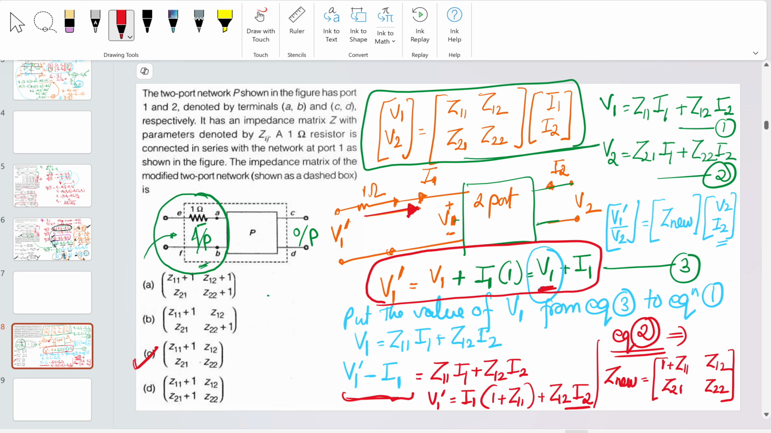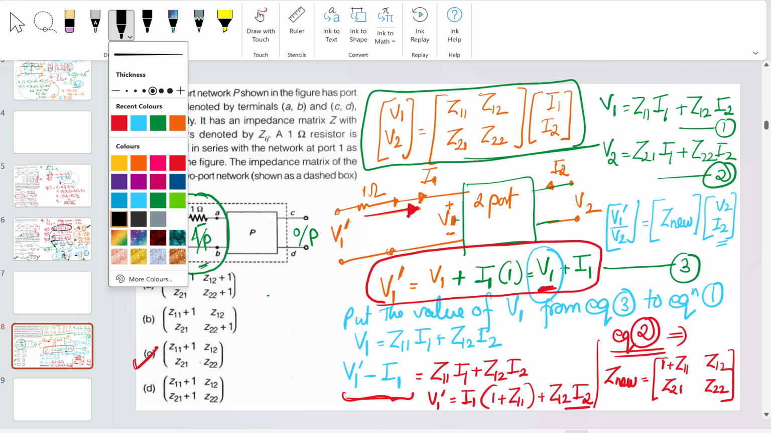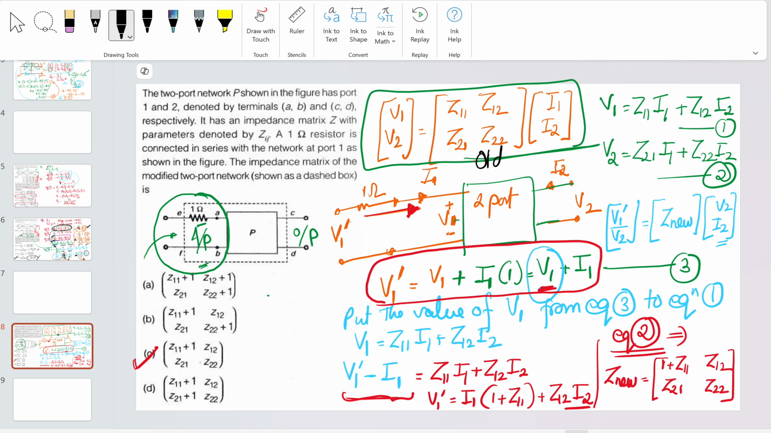Okay. Any doubt in this? From where have we moved? This was the old one. Let me take another pen here. So this was the old network, basically. We have added one series resistance here, 1 ohm. So it will become V1 dash here, because now we need the Z new. What is the Z new? Z new will be this whole system.